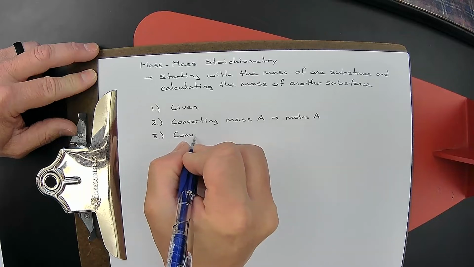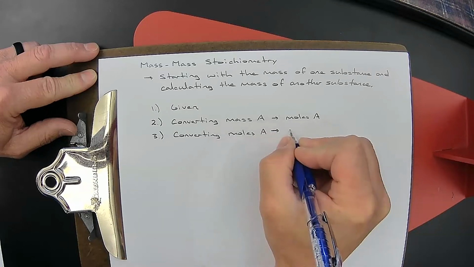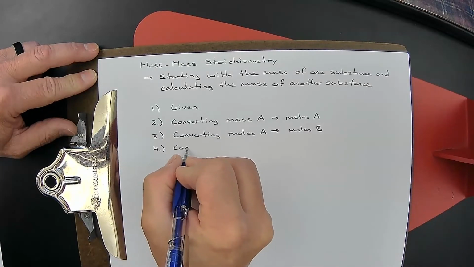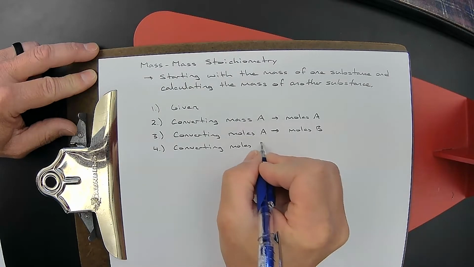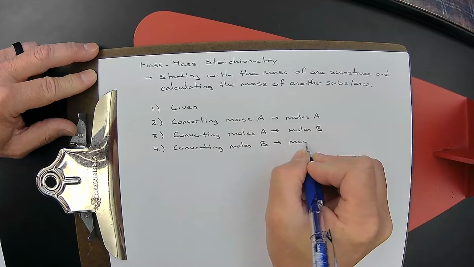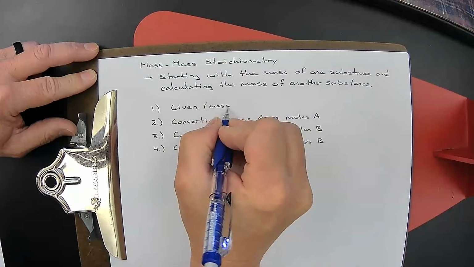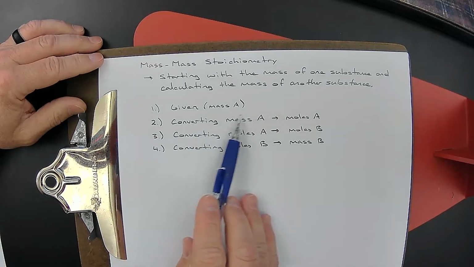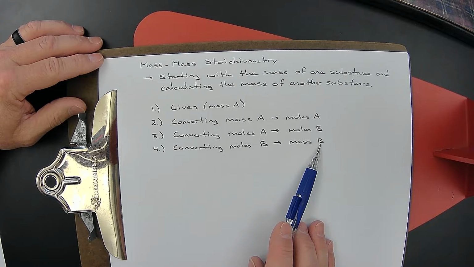Thirdly, converting from the moles of substance A into the moles of substance B. And then finally, converting from the moles of substance B into the mass of substance B. The given will be the mass of A. So mass to mass stoichiometry is the process of starting with the mass of one substance and finding out the mass of a different substance.